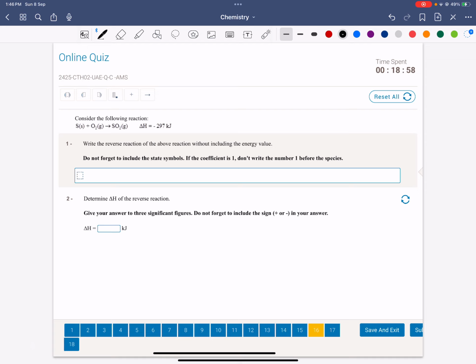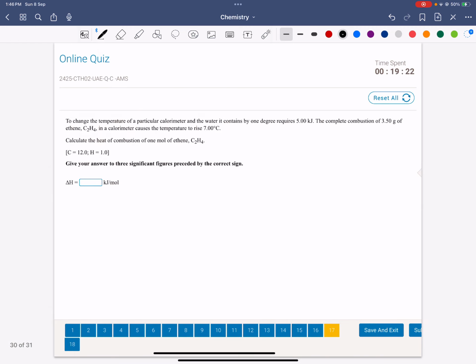Write the reverse reaction without including the energy value. So we don't have to look at the energy value, just reverse the equation. So SO2 gas gives us S solid plus O2 gas, and make sure it is balanced. Here it's already balanced. However, in the exam they might not give you the equation balanced, so make sure it is balanced first. Determine delta H of the reverse reaction. Remember, if we reverse the reaction, we just change the sign of the delta H. So it was negative 297, it's going to be positive 297 kilojoules. 3 significant figures.